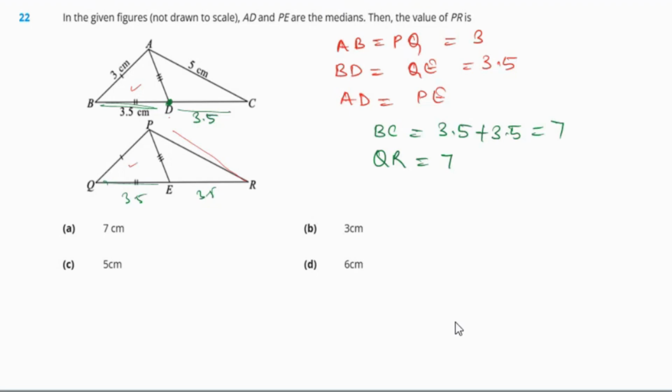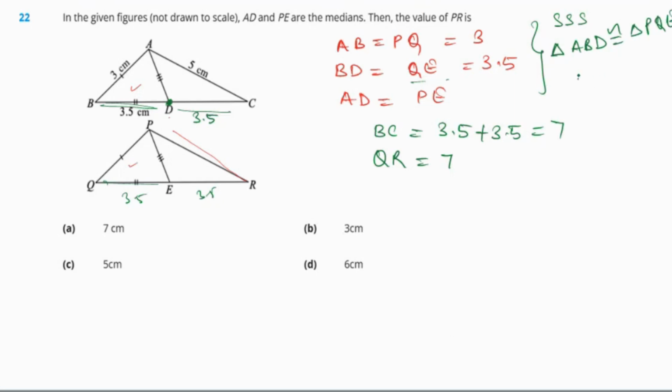And if we are going with these two triangles, the triangle ABD and the other triangle, the PQE, we can say that AB is given to us equals to PQ, AD given to us equals to PE, and BD given to us equals to QE. Correct. So on the basis of SSS congruency, we can say triangle ABD will be congruent to triangle PQE.